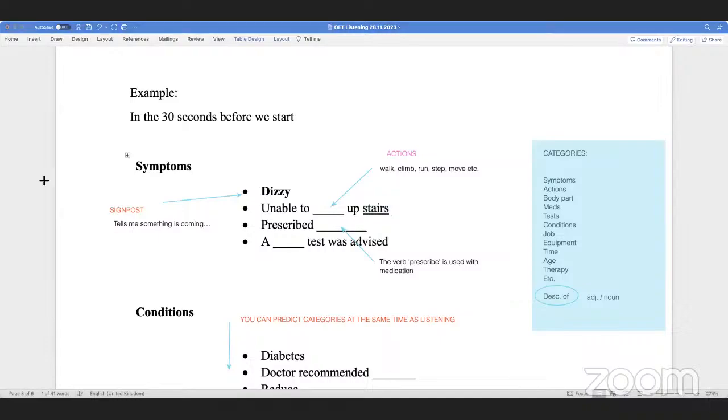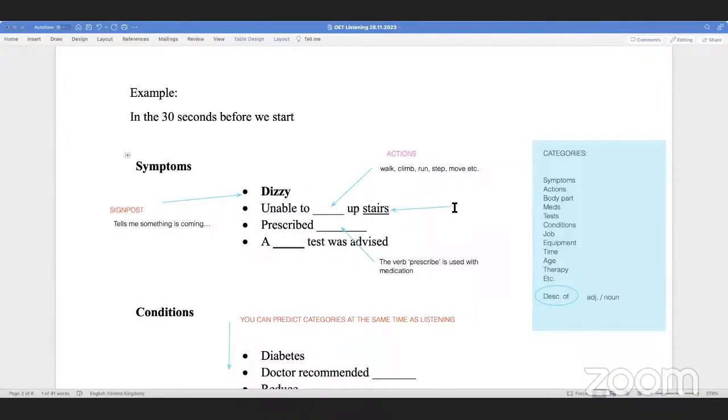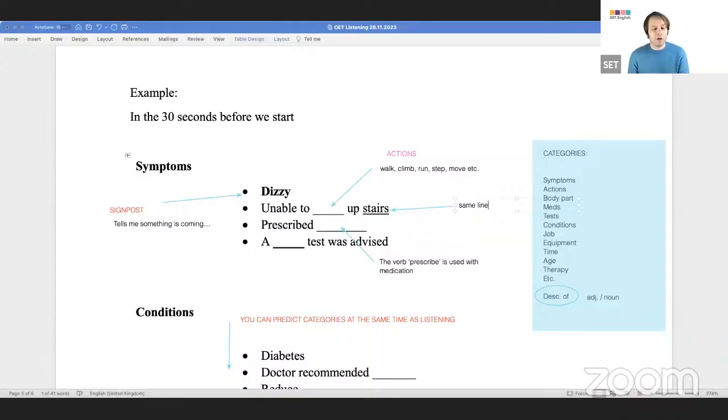Why is stairs not a good signpost? First of all, it's after the gap, and secondly, it's on the same line. You said it's better to have a line before the gap. Yeah, it's on the same line. So remember, guys, Andrea was saying paraphrasing is a big problem here.